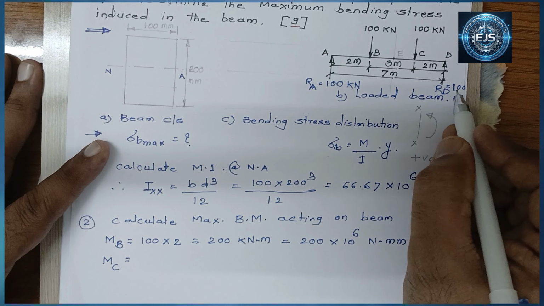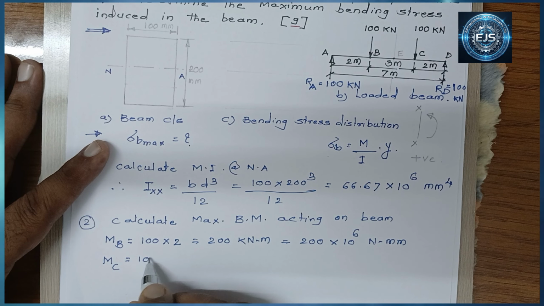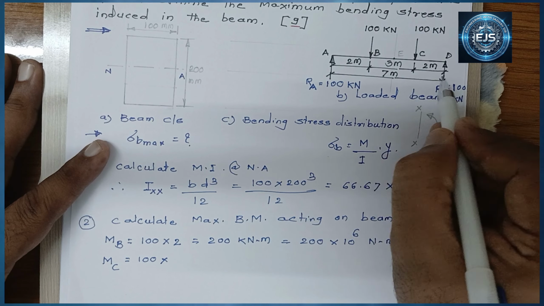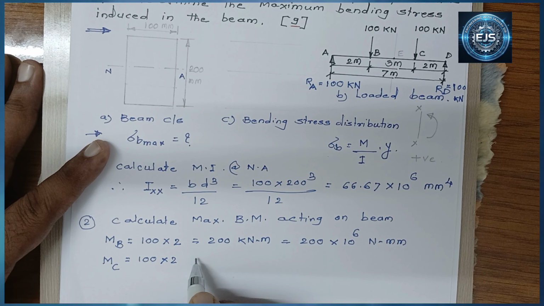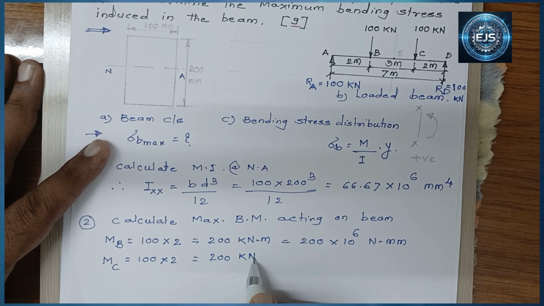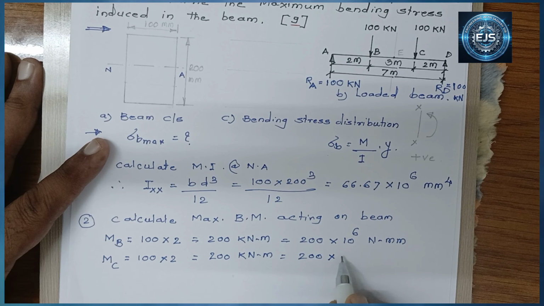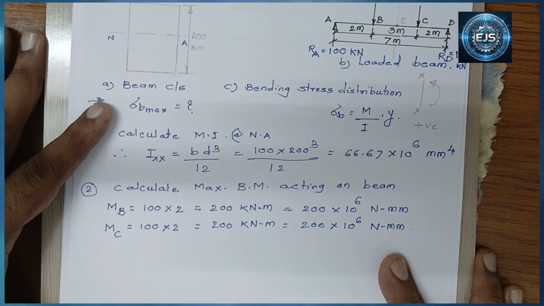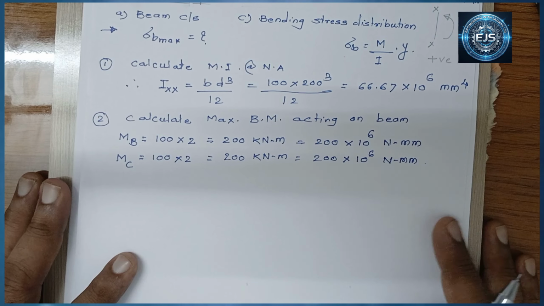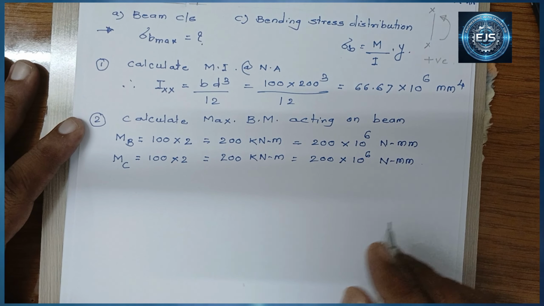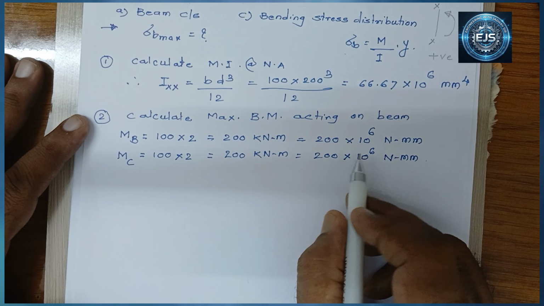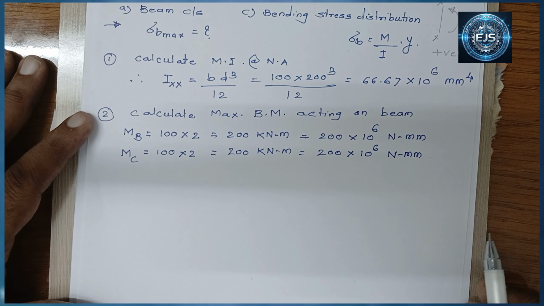So the reaction RD is 100 into its distance from point C, which is 2 meter. So this moment is 100 into 2, that is 200 kilonewton meter, and in Newton mm it is 200 into 10 raised to 6. So this is the maximum bending moment acting on the beam. This value of bending moment we have to take for the further calculation of the bending stresses. So the maximum value is 200 into 10 raised to 6 Newton mm.